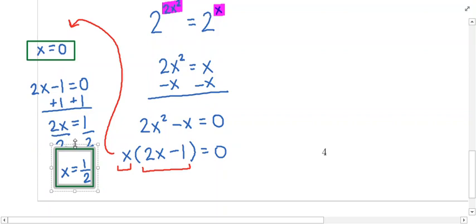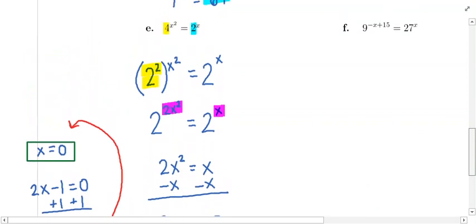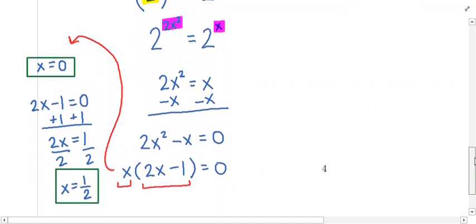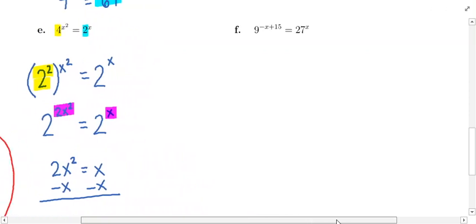Again, you can check yourself by plugging both of these into the original statement to see if you get a true statement. And that's it. That's how you do that one. All right, let's move on to part F.